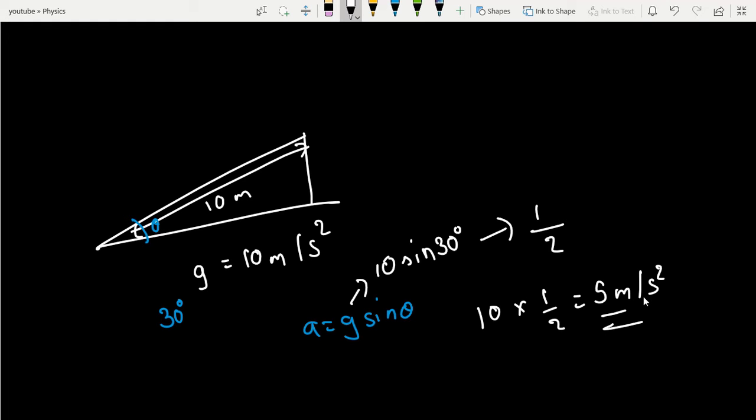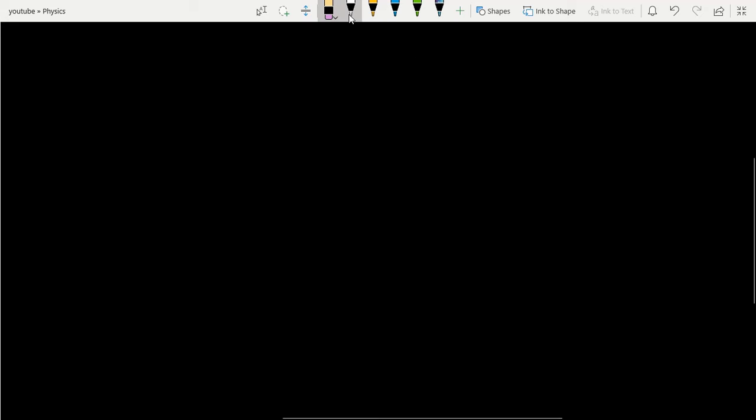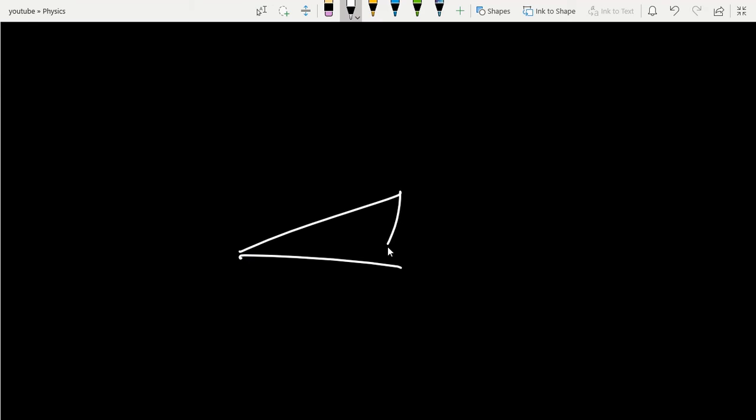Now let's take a difficult question. This is going to be a bit difficult, so you might have to take a pen or pencil for it. The question says a 30 kg block is to be moved up an inclined plane. So there is an inclined plane and there is a body of 30 kgs, and the angle of inclination is 30 degrees.